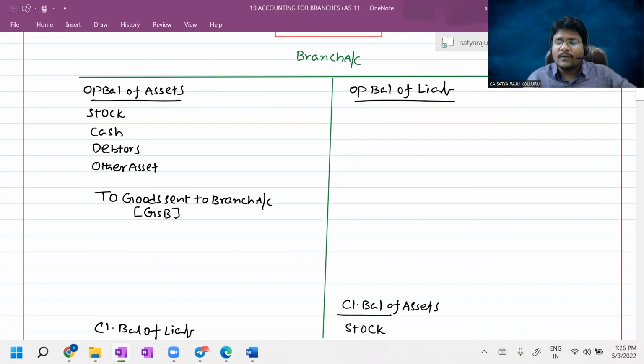If the same goods, suppose the branch returns to the head office, maybe due to not meeting the quality, or maybe due to unnecessary goods sent by the head office to the branch, for any reason, if any goods are returned by the branch to head office, then I need to reverse by GSB. These are goods returned by branch to head office.